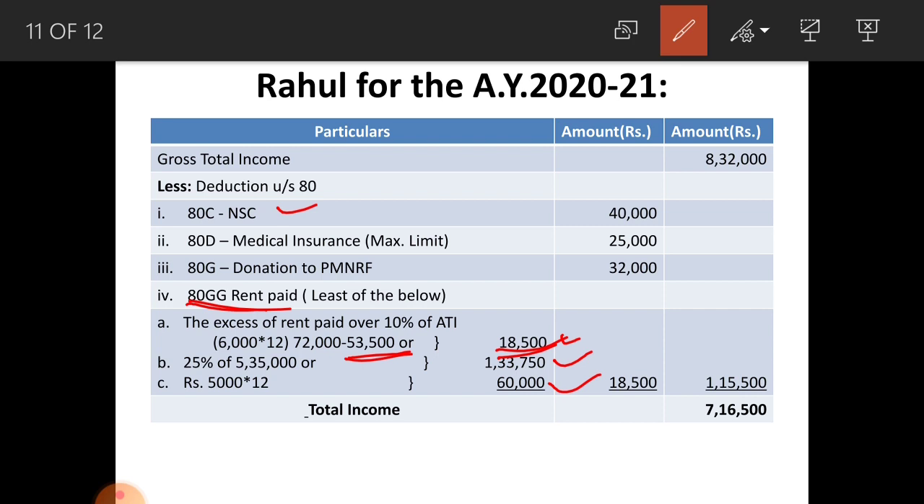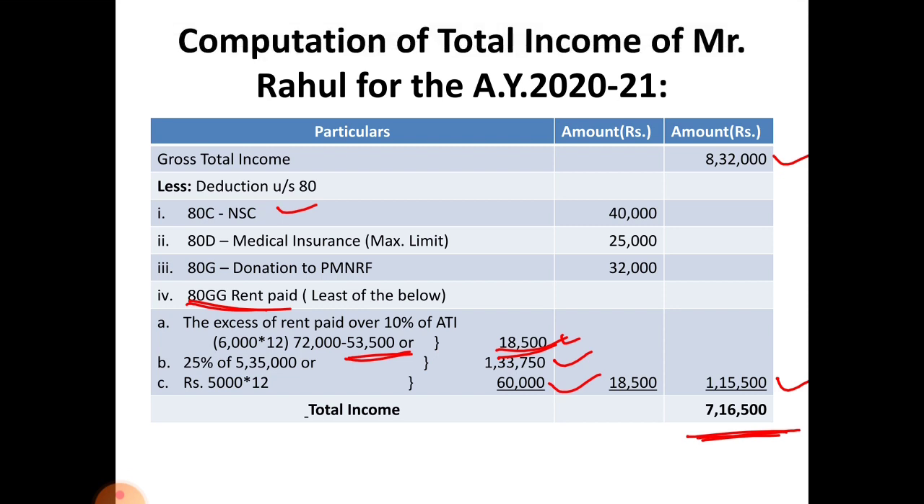So the total deduction under section 80 amounts to rupees 1,15,500. When you deduct this 1,15,500 from gross total income, you get 7,16,500 as total income. So the total income of Mr. Rahul is 7,16,500. So this is also the problem for 6 marks, important for your final exam.